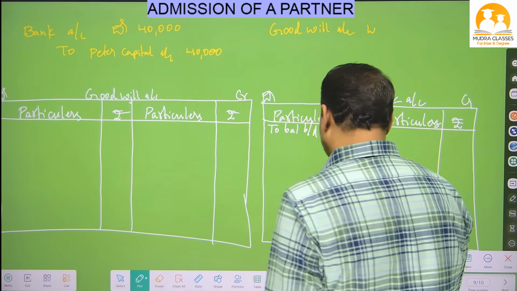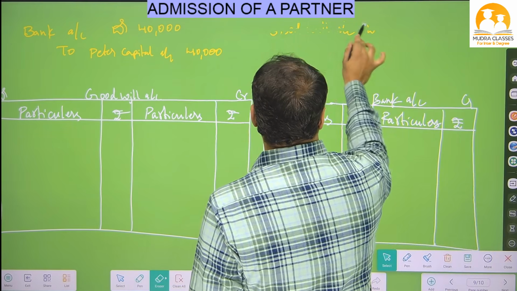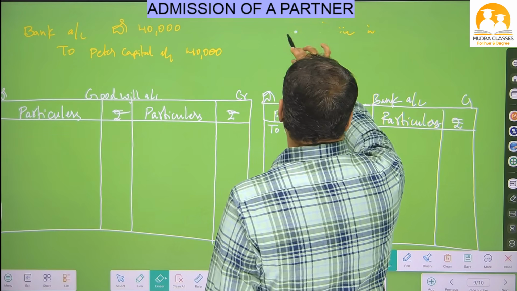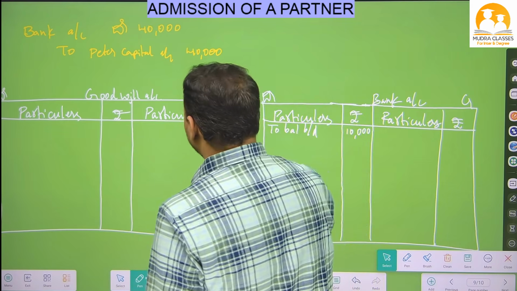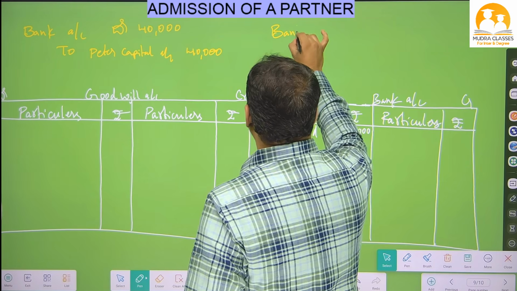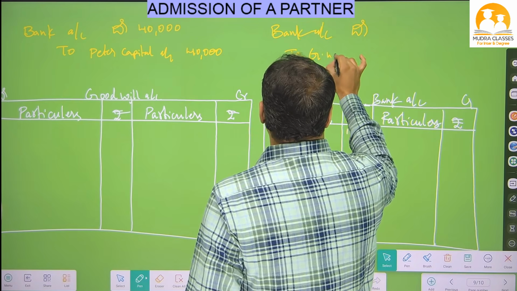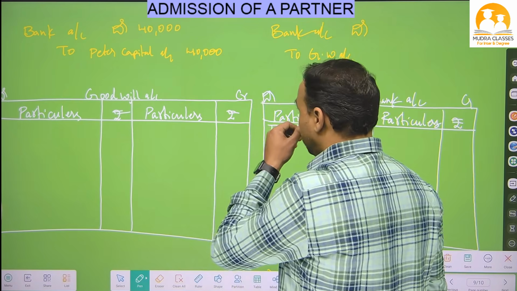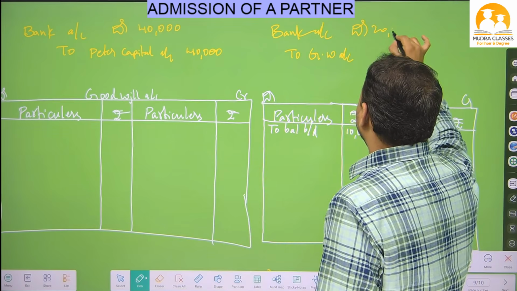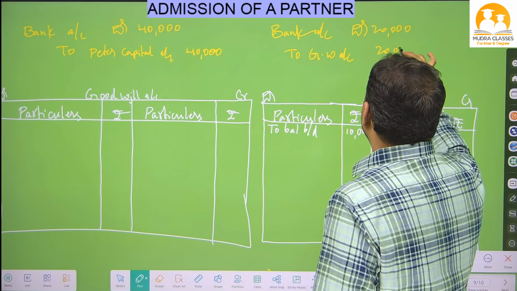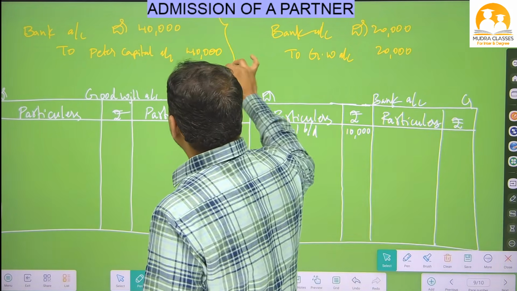Not this one, beta. Just a minute. Next journal entry is bank account debit to goodwill account, beta. This is the second journal entry. Bank account debit to goodwill account. Okay. So how much did he bring? 20,000 rupees. Okay.